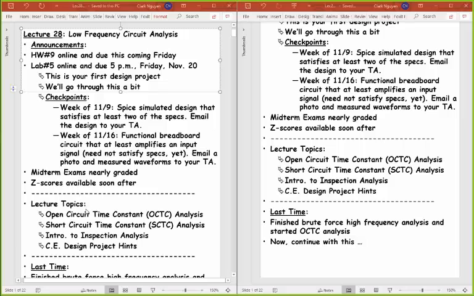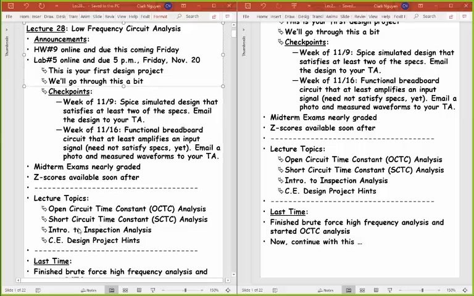Okay. On lecture topics, we'll continue with open circuit time constant analysis, which was for high frequency analysis. Then we'll do short circuit time constant analysis for the low frequency part of the amplifier. If we can get to it, we'll do an introduction to inspection analysis, and I'll give you some hints on Lab number 5, your design project.